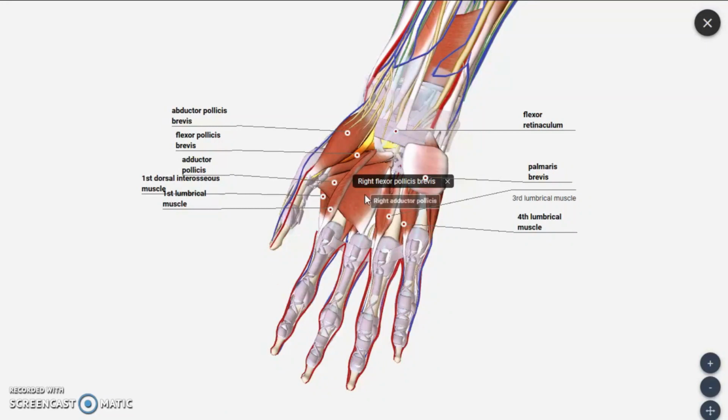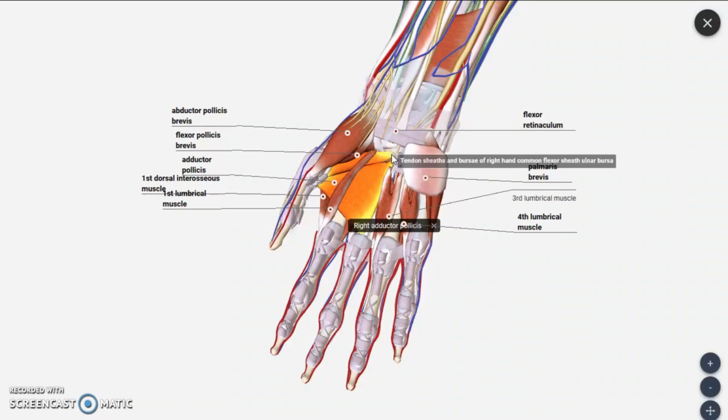So 4 muscles will be seen in the thenar area. This is the thenar area. The 4 muscles are: first, abductor pollicis brevis; then flexor pollicis brevis; along with that, opponens pollicis, which is not seen here clearly; and the other muscle we are seeing is adductor pollicis. These are the four muscles which form the thenar muscles.